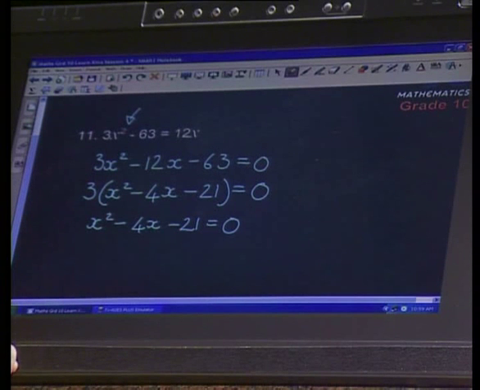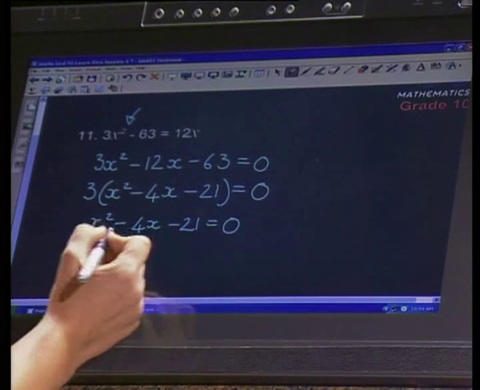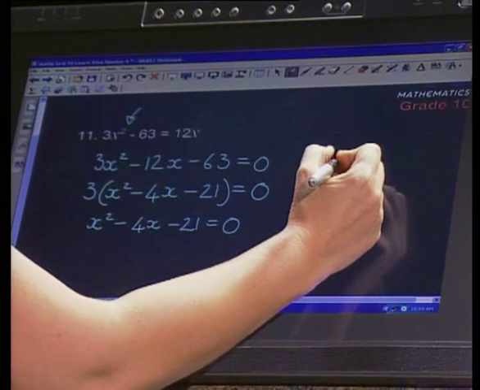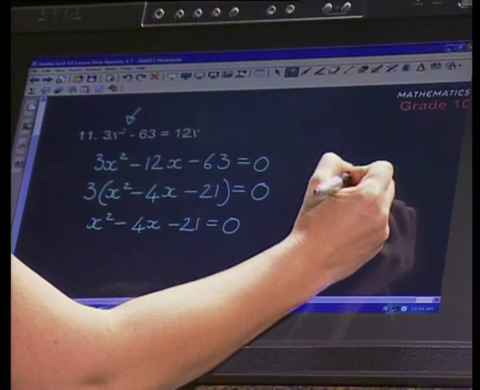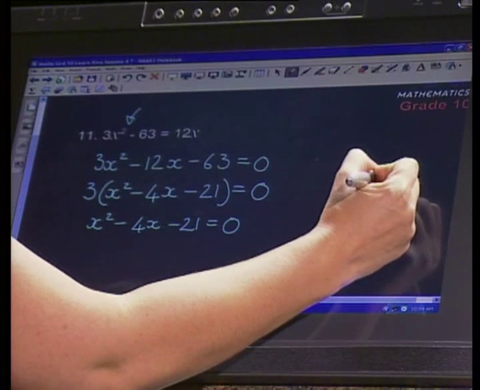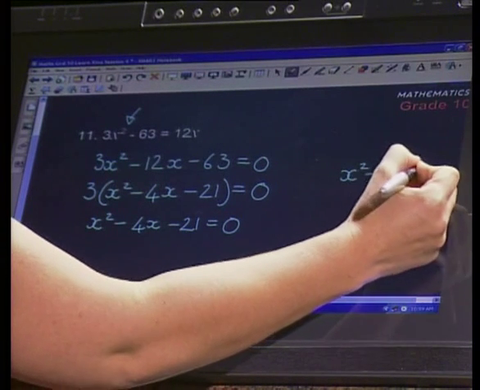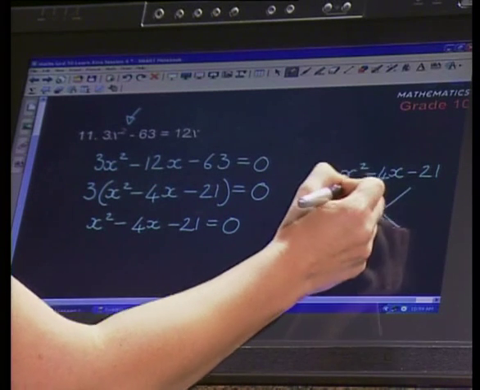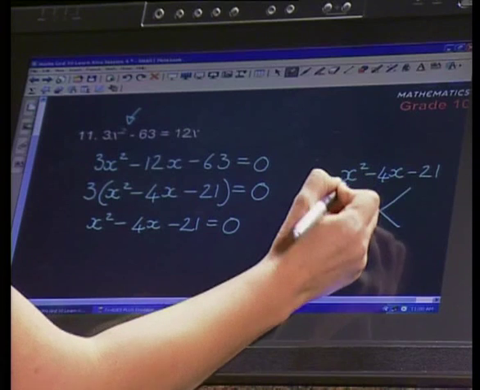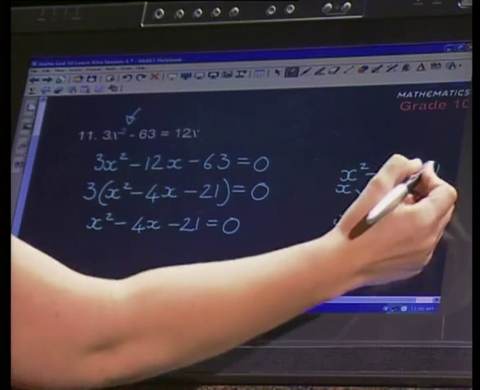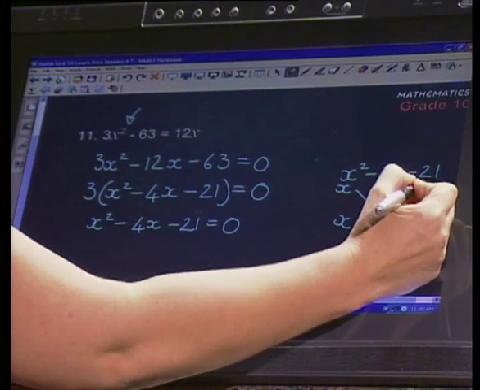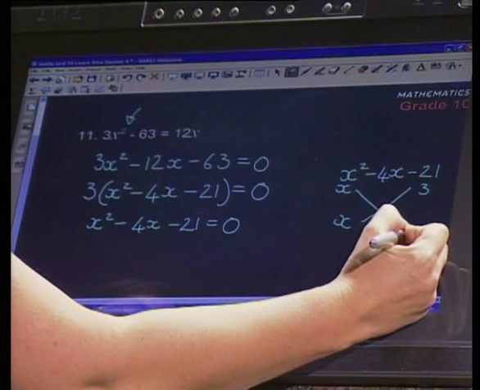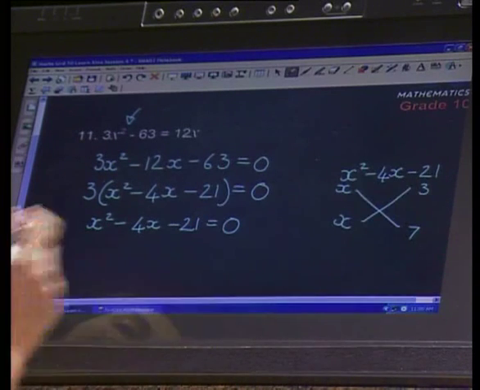So I've gotten rid of all my common factors. Do I have a difference of 2 squares? No, I don't. Do I have a trinomial? There's an x squared, there's an x, and there's a number. So yes, I do. On the side, I'm going to do my trinomial calculations. And I draw the x. What are two factors of x squared? x and x. And what are two factors of 21? 3 and 7. Why haven't I put the negative in yet?